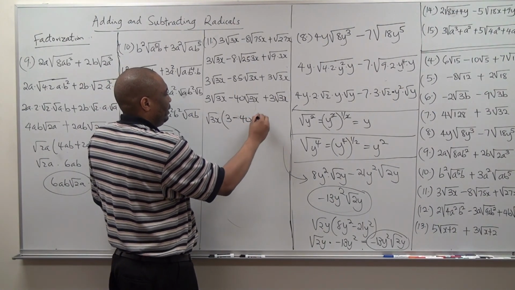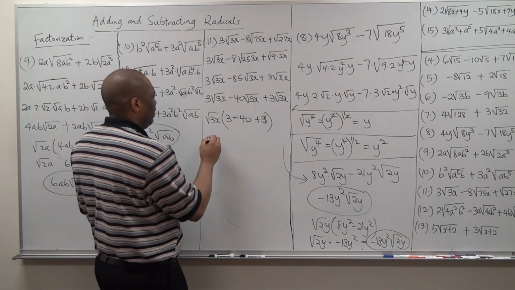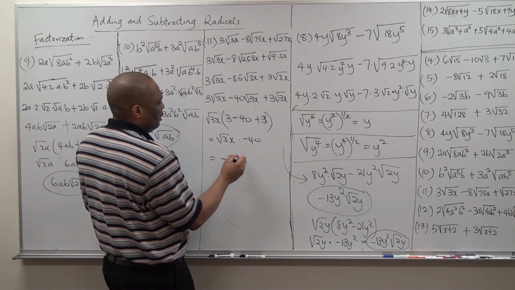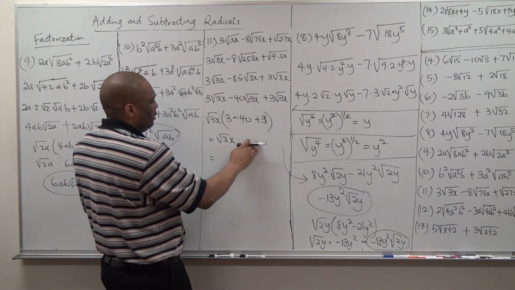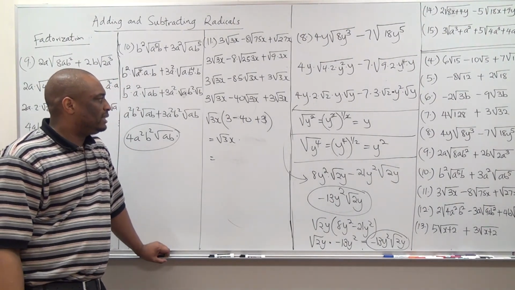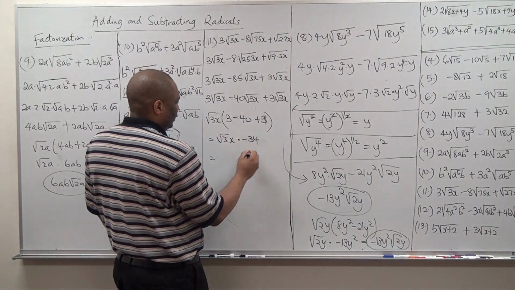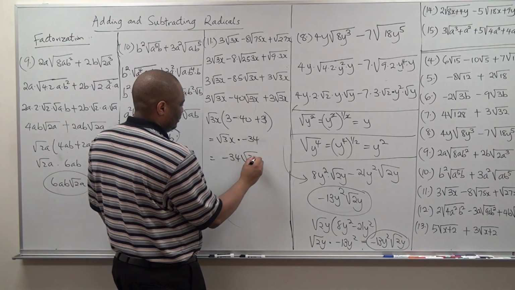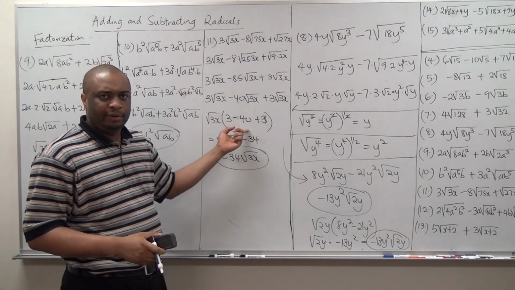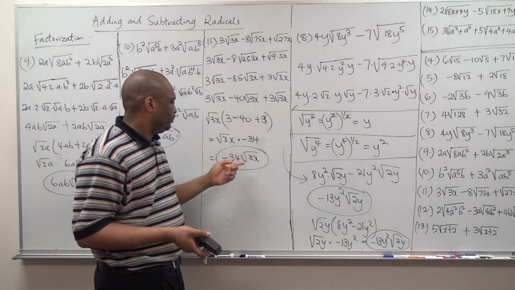So here you have 3 minus 40 plus 3, and that will give you square root of 3x times negative 40. I'm sorry, this is not. 3 minus 40 is negative 37. Negative 37 plus 3 is negative 34, times square root of 3x. And that is negative 34 square root of 3x. Because here you have 3, you owe 40. So you owe 37. Now when you owe 37 and you have 3, you owe 34.